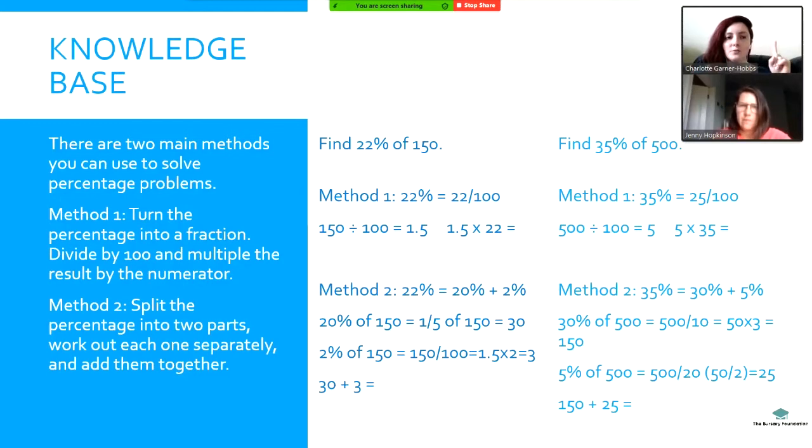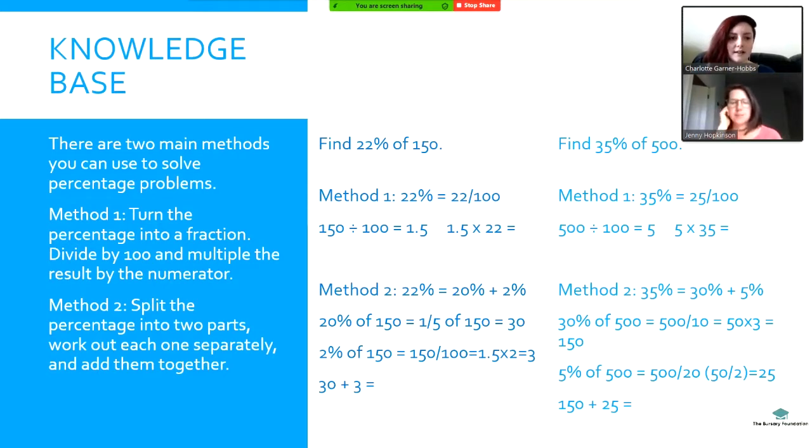So the first one is to use the fraction method. So we divide by the denominator, which in this case is 100, and then we multiply by the numerator, which is whatever percentage you've been given. So for instance, find 22% out of 150, I'd do 150 divided by 100 and then multiply the result by 22. So dividing by 100 tells you what 1% is. Yeah, exactly. Whereas dividing by 10 would tell you what 10% is.